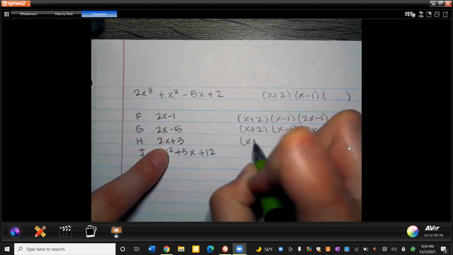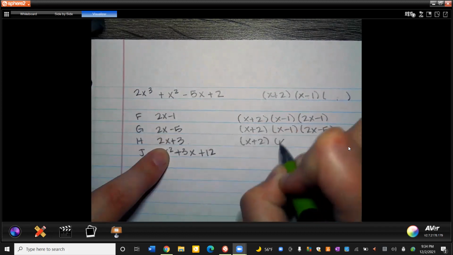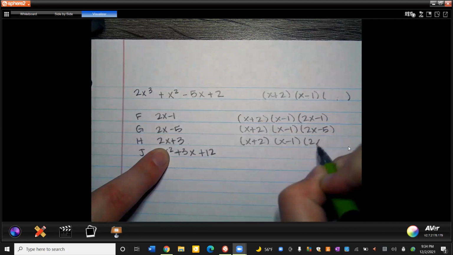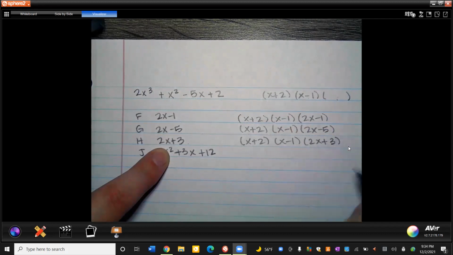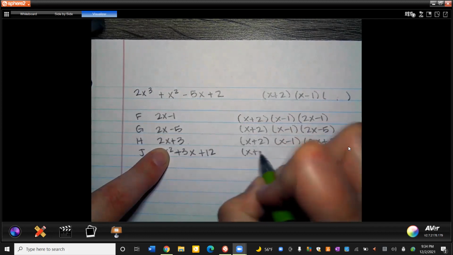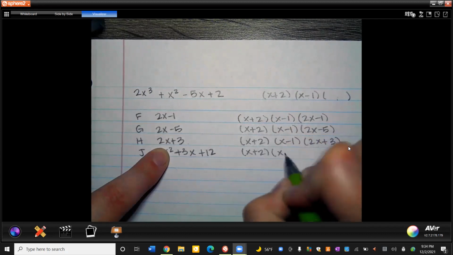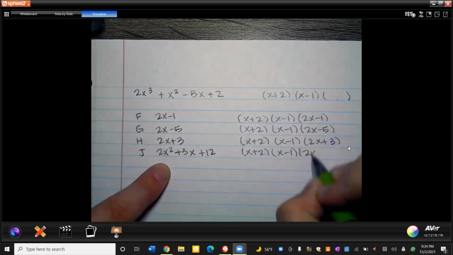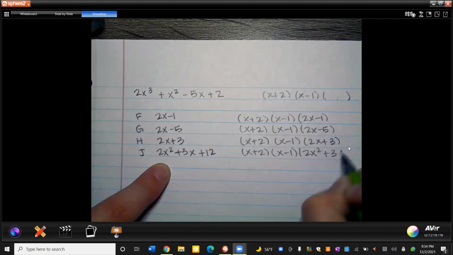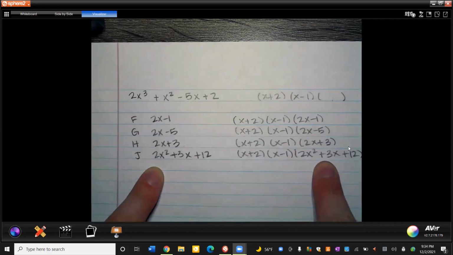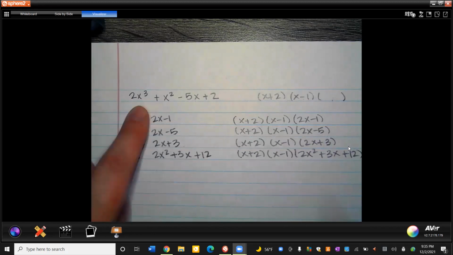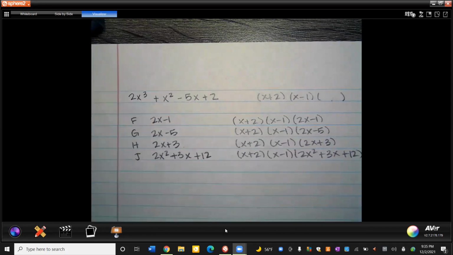We're going to type the x plus 2, the x minus 1, and then 2x plus 3 would be the third factor. Then x plus 2, x minus 1, and then the 2x squared plus 3x plus 12 would be the third factor, which is why we know it can't work, because this would be too much to give you 2x to the 3rd. So I'm going to switch over to Desmos.